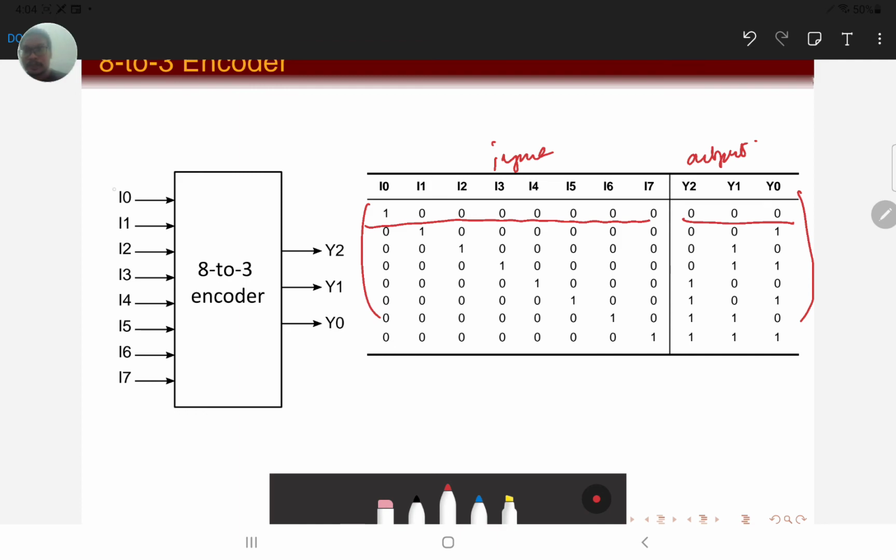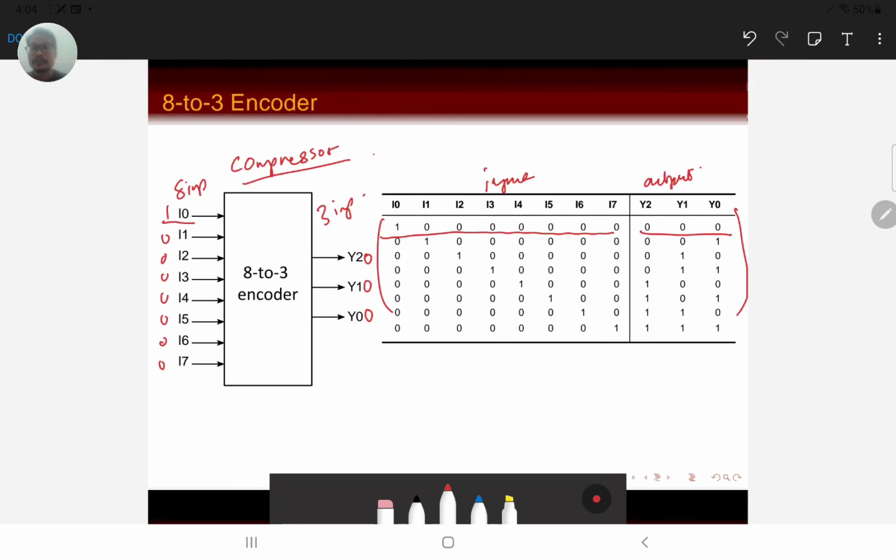So if I supply 1 0 0 0 0 0 0 0, I'm going to get 0 0 0, because I'm giving a 1 on I0. This is an encoder, also known as a compressor circuit. It compresses 8 inputs and generates 3 outputs. So it's actually compressing the number of inputs, from 8 to 3.